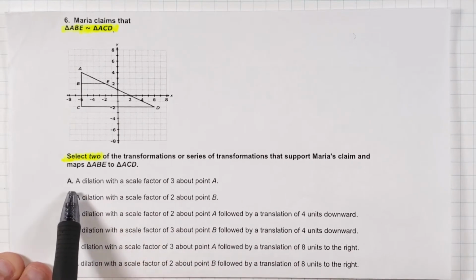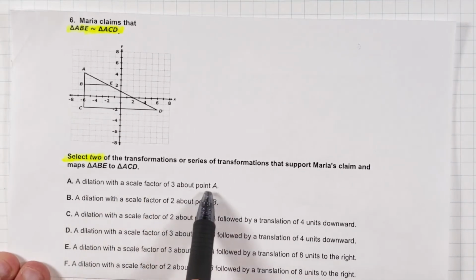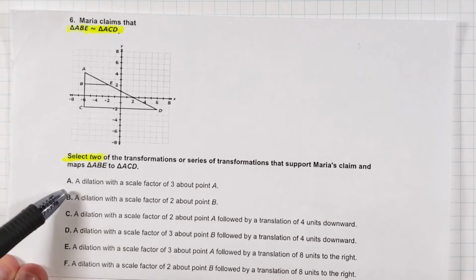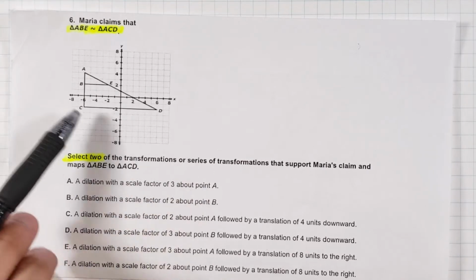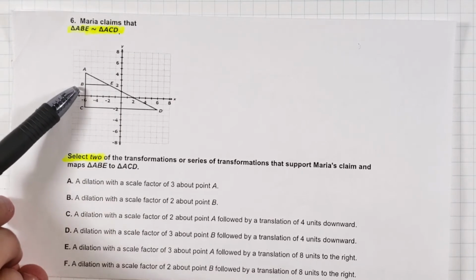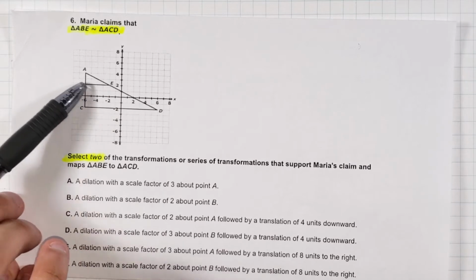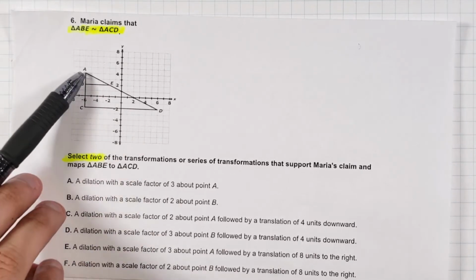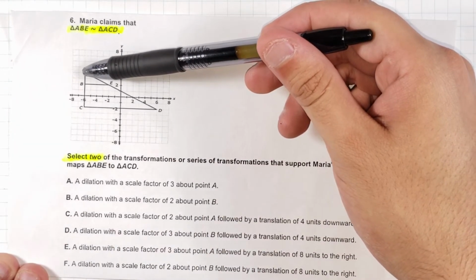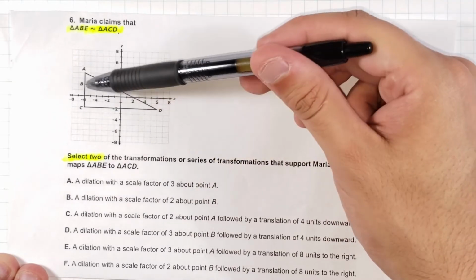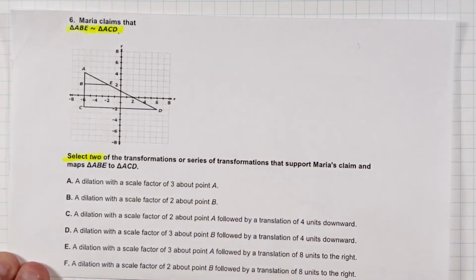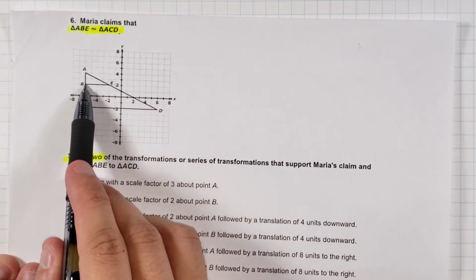So let's look at this first option we have. It says a dilation with a scale factor of 3 about point A. So about point A, that means A is going to be our center of dilation. So a scale factor of 3, if we apply that to the smaller triangle, that means every single point, which in this case the obvious ones are B and E, are going to be scale factor of 3 times away from point A. So point A is our center of dilation. Everything from point A needs to move 3 times away from where it already is. Okay, so let's see if it works out for letter B.